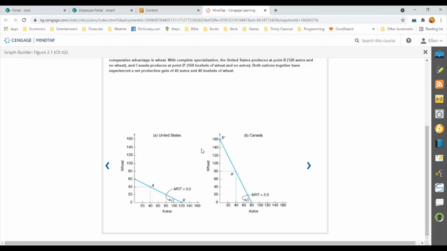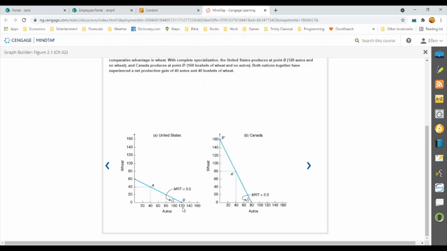Okay, so do we have any more here? Let's see, with complete specialization. Okay, and so when we're doing this very basic case, we solve for who has comparative advantage. Remember A and A prime were the non-trading production consumption points. What we're saying with a comparative advantage is the United States is going to specialize in the good that they have the lowest opportunity cost, the good they have the comparative advantage, and they're going to specialize in automobiles. And so this point B becomes their production point.